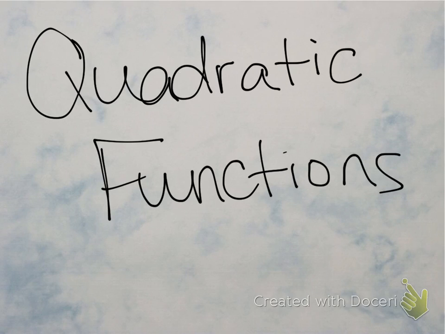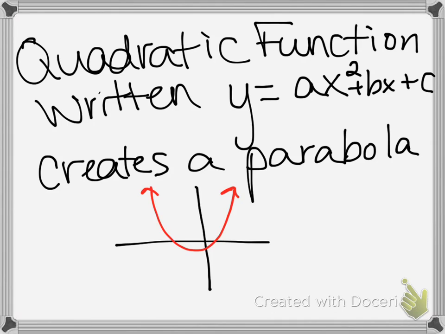Quadratic functions. First, we want to discuss what a quadratic function can be written as. It would be in the form of y equals ax squared plus bx plus c. When we write it in this form, it will create a parabola. And a parabola is a graph that is in the shape of a U or an upside down U.